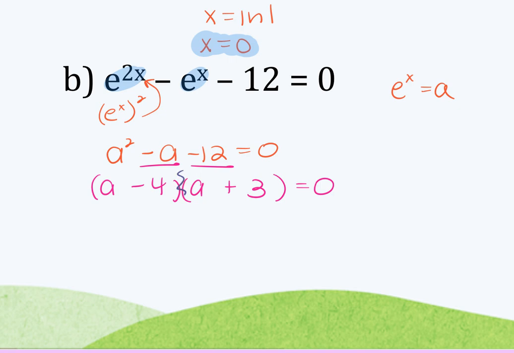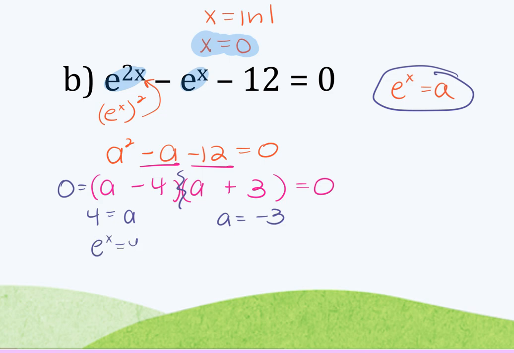Then we're going to split and solve, because if either of those parentheses are 0, the whole product is 0. And I get a equals 4 and a equals negative 3. But we're not done, because we made a replacement for e to the x. So now we plug that e to the x back in. So e to the x equals 4 and e to the x equals negative 3. Now we ln both sides. ln of e cancels, and I get x equals ln of 4, which we already did on the last slide.